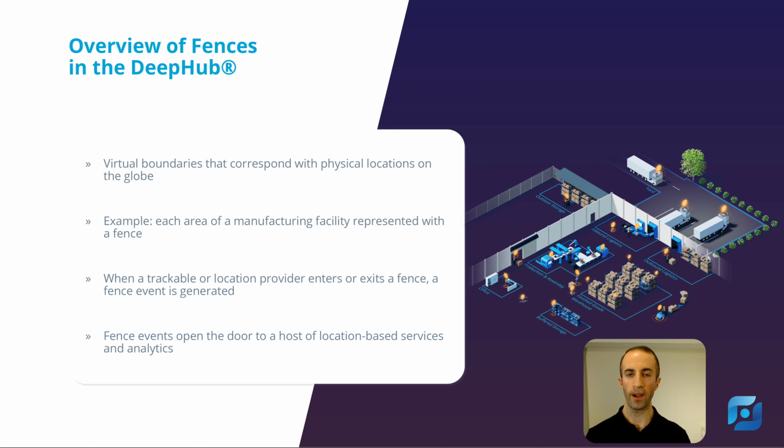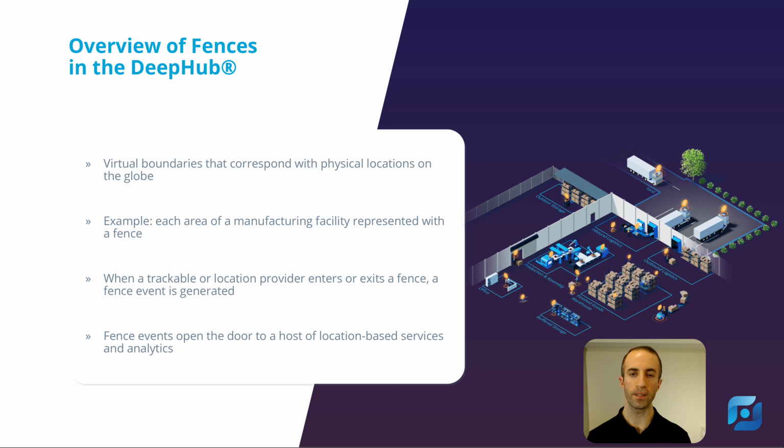Let's take a manufacturing facility as an example. Each area of the facility dedicated to a different manufacturing process could be defined with a fence. When a trackable, such as a forklift, enters or exits one of these fences, corresponding entry and exit events are generated. These location-driven events are the bread and butter of fences and are tremendously useful.